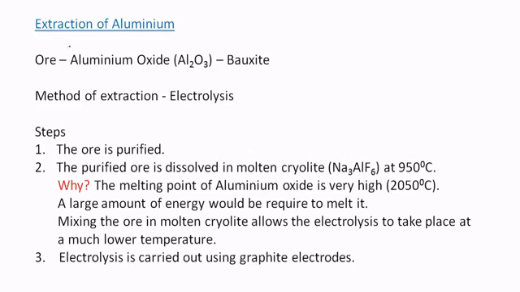Let us first look at the extraction of aluminium, and this is one that you are required to know. So you need to know the ore that we are using. The ore is aluminium oxide. You need to know the formula. It's Al2O3 and is also referred to as bauxite. So we can get bauxite from Jamaica and also from Guyana.